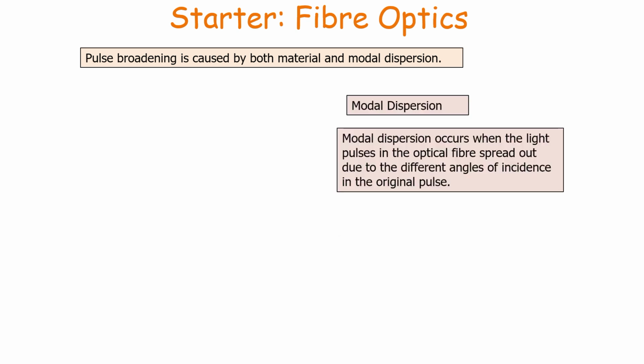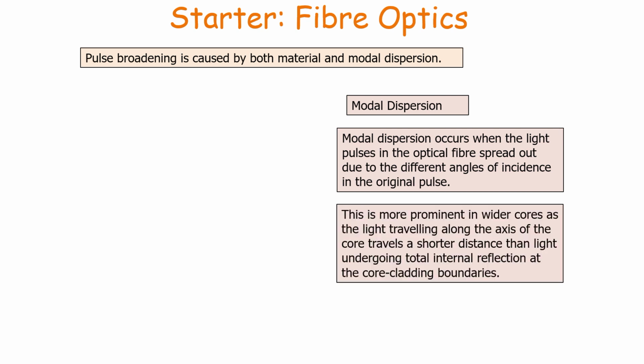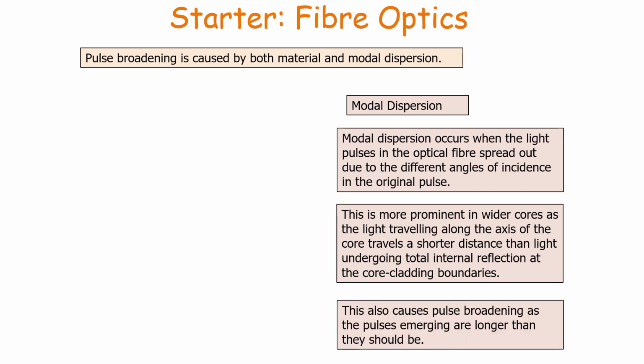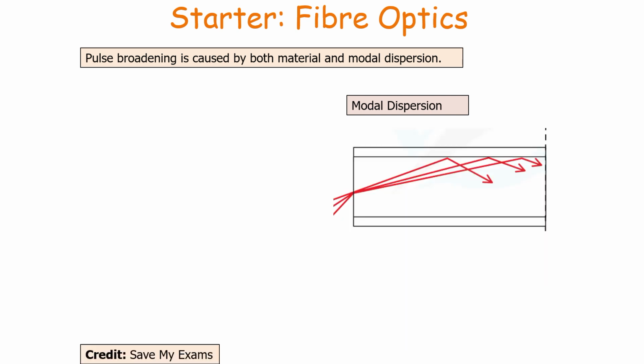Now modal dispersion occurs when the light pulses in the optical fibre spread out due to the different angles of incidence in the original pulse. So there'll be different paths for the different light rays to travel. Now this is more prominent in wider cores, as the light travelling along the axis of the core travels a shorter distance than the light undergoing total internal reflection at the boundaries. Now this can also cause pulse broadening, as the pulses emerging are longer than they should be, as shown in the following diagram. This causes your pulse to spread out.